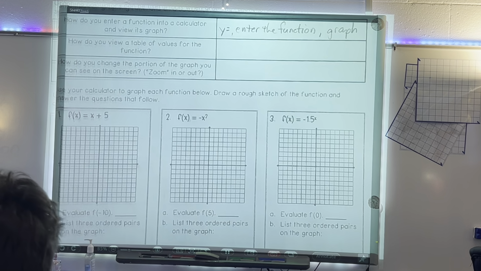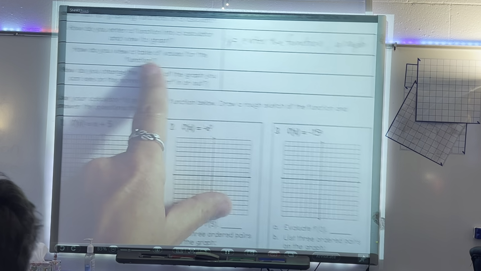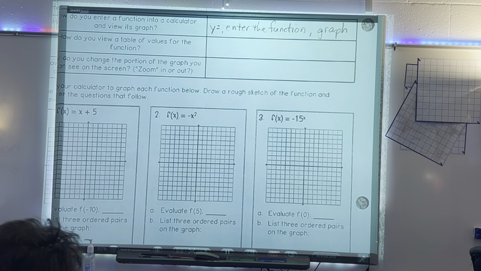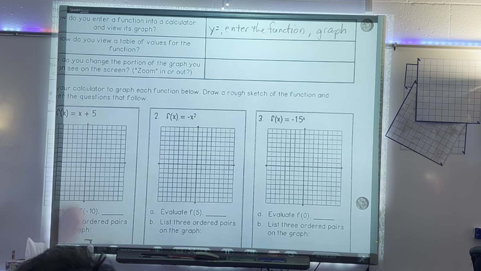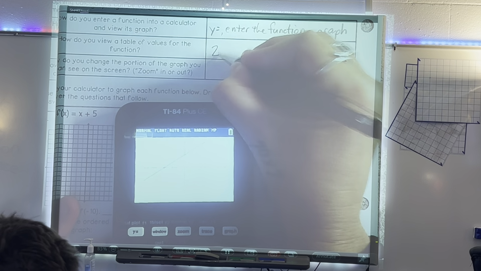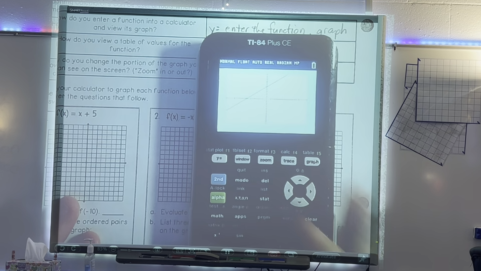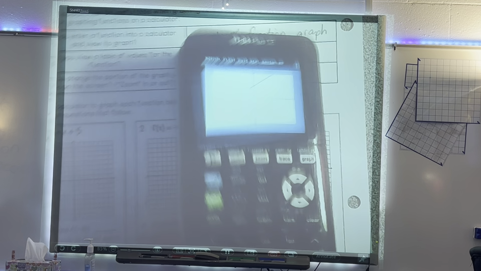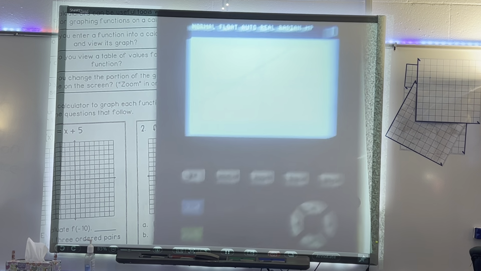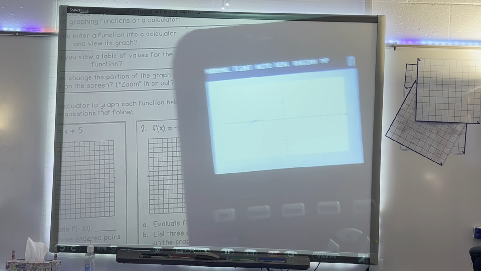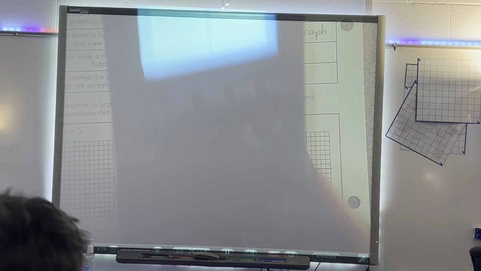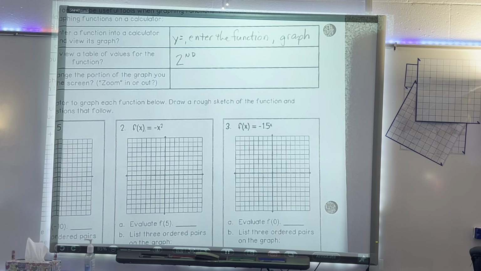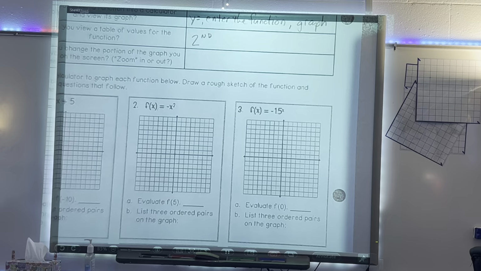So the next thing this talks about is, how do you find a table of ordered pairs? I can go find every single ordered pair on that graph if I want to. It makes my life easy. In order to do that, you're going to hit the second button. That second button is blue. When you hit that blue button, you have switched from the primary functions, which are the main things on the buttons, to everything that's in blue. Just like if you hit the green alpha button, you switch to everything in green. Which is kind of hard to see on the screen. But that's what happens there. Is everybody okay? Yes? Okay.